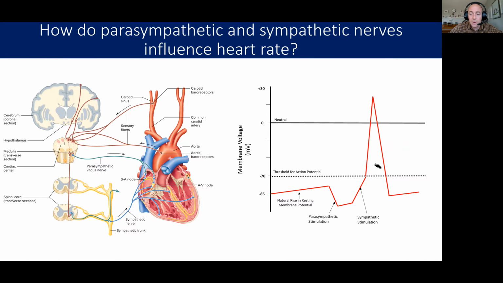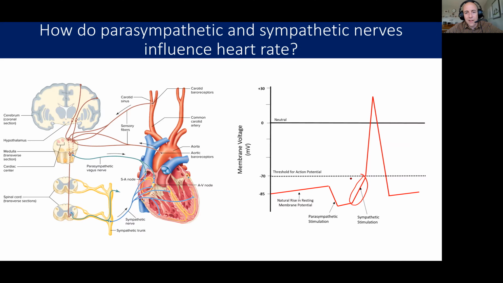On the flip side, sympathetic activity, like epinephrine, norepinephrine, adrenaline, depolarizes the membrane potential and gets it closer to threshold. It results in increased intake of positive ions like sodium into the cardiomyocyte, which gets you closer to threshold. Calcium also goes in with epinephrine, and so you get closer to threshold and a faster heart rate that way.